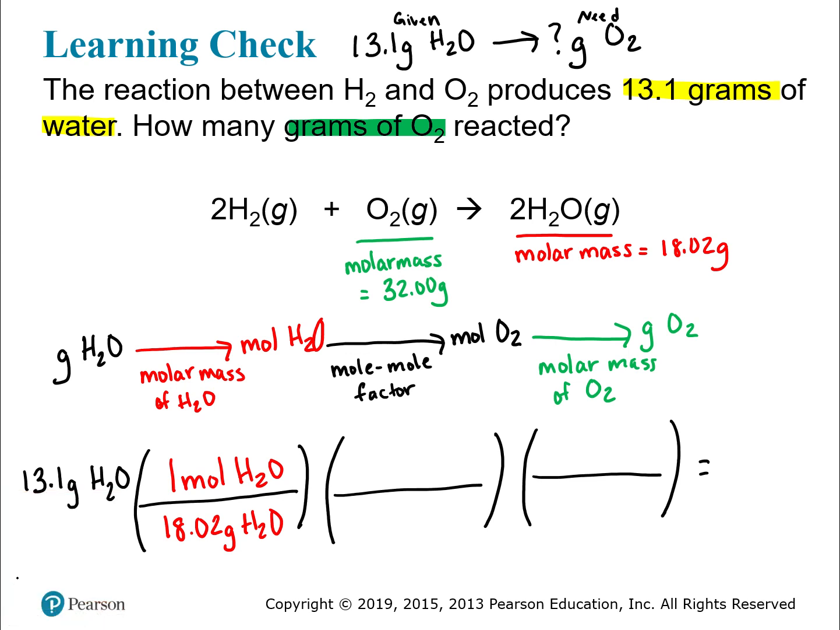Then we write the mole-mole factor. And remember that that is what we need over what we're given. What we need to figure out is about oxygen. So we look for oxygen gas. There's 1 mole of it. Remember, when there's no coefficient, you use 1. What we're given information about is the water. So we look at that coefficient and it's 2. That goes in the bottom.